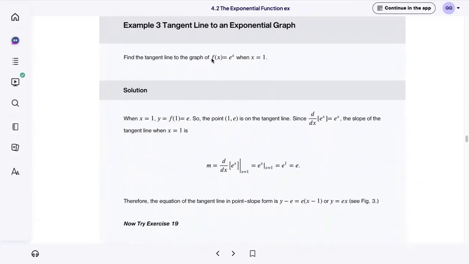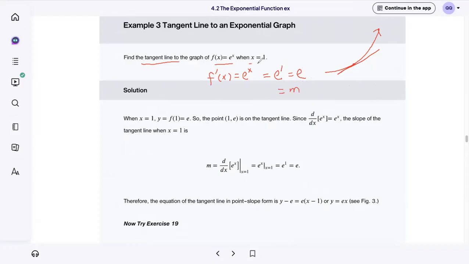Let's see this example. So we want to find the tangent line to this graph. Well, remember e raised by x, the graph looks like this, exponential function. And we want to find when x equals 1, right, what is its tangent line? So what do we need to do? Remember, we need to find a derivative, right? Derivative of e to the x is just e to the x itself. But when x equals 1, this is just e raised by 1, which is e, at 2.718 something. So that's the slope of the tangent line.